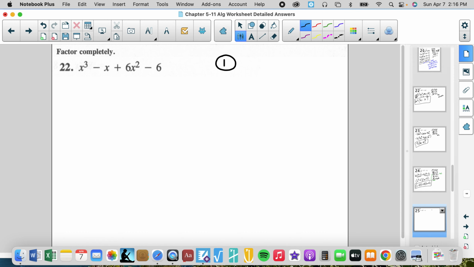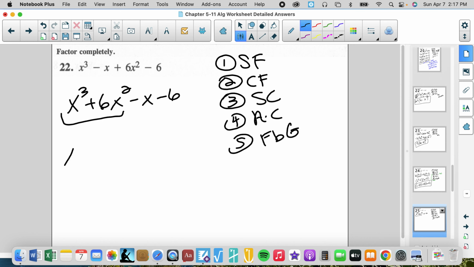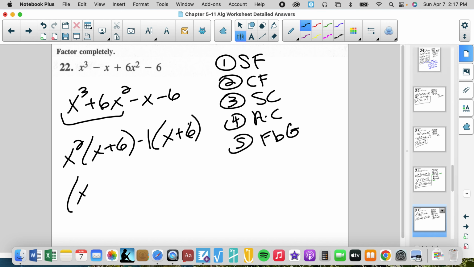So standard form, nope. X cubed plus 6x squared minus x minus 6. Common factor, no common factor. Has to be in all 3, or all 4, excuse me. Hello, 4. Special case, no. A times c, no. Factor by grouping, yes. So let's factor out an x squared, you get x plus 6. Let's factor out a -1, you get x plus 6. And x plus 6 times the quantity x squared minus 1.